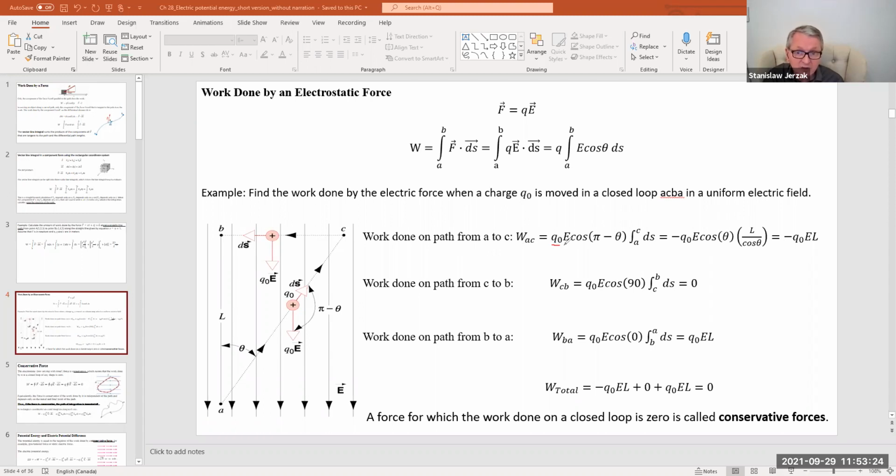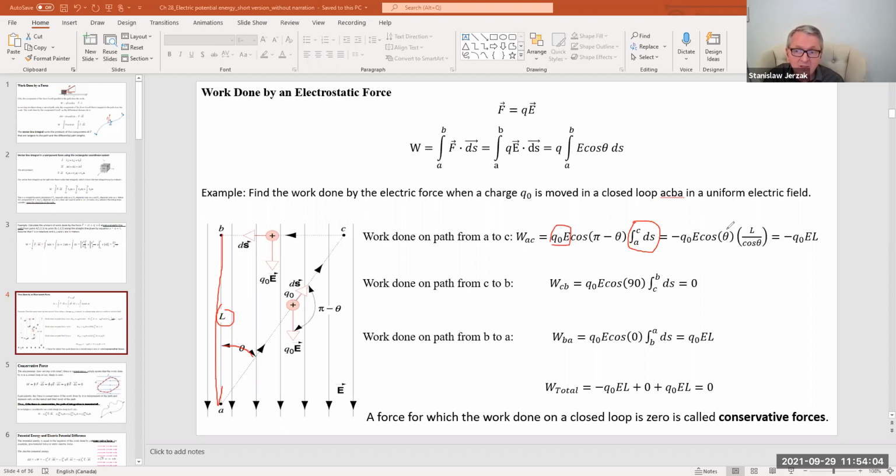So it would be force, Q0 times E, cosine of the angle, which is pi minus theta, times displacement from A to C. And this integral is just the displacement distance from A to C, right? Because integral ds is S, and S is from A to C, and A to C I can calculate, because in this triangle, A to B is L, and this angle is theta. So the hypotenuse of this triangle, which is distance AC, would be equal to L divided by cosine theta.